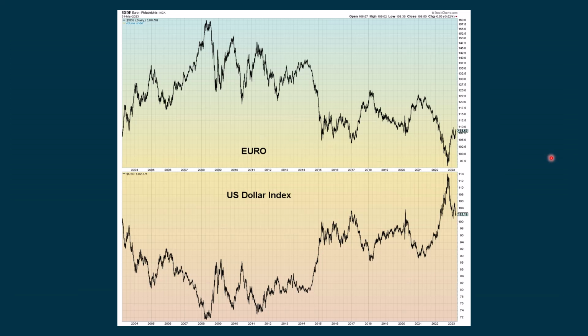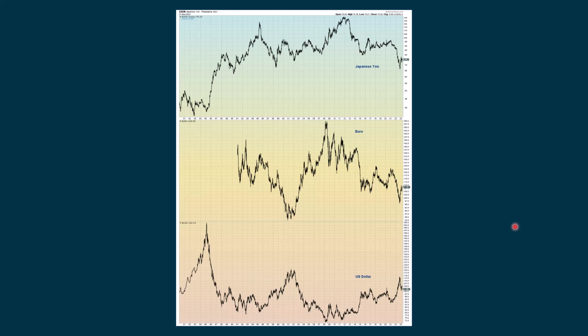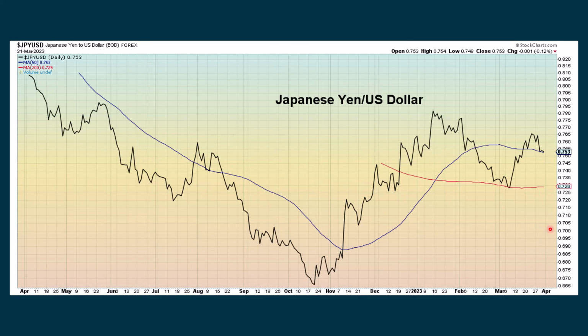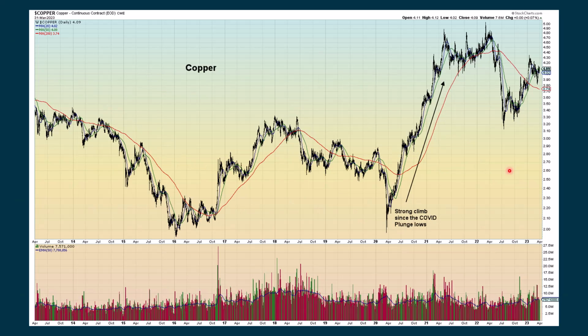The euro is in an uptrend compared to the US dollar, and the Japanese yen is also in an overall uptrend. Here are individual charts showing how the British pound is in an uptrend, and here is the Japanese yen also in an uptrend compared to the dollar.